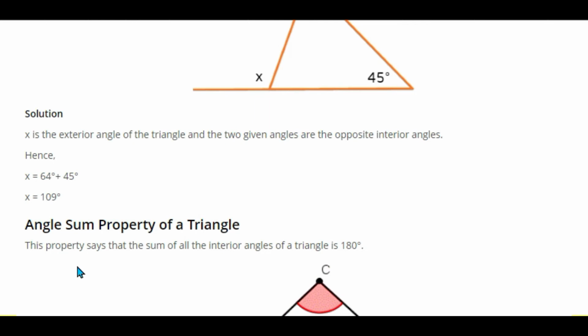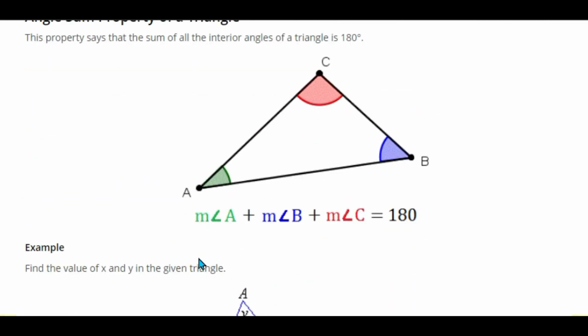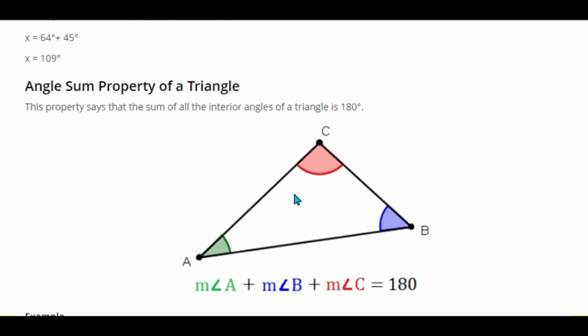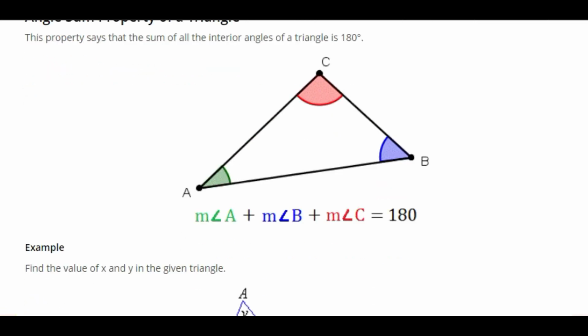Now the next property, a very important property, is the angle sum property of a triangle. It says that the sum of all interior angles forms a 180 degree angle. The sum of all three angles is 180 degrees. Measure of angle A plus measure of angle B plus measure of angle C equals 180 degrees. Let's see an example here.